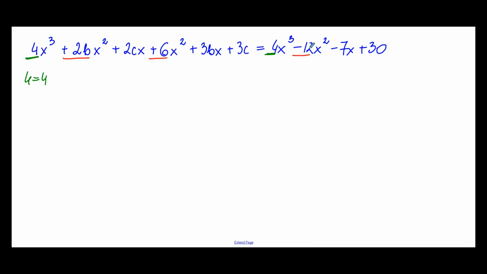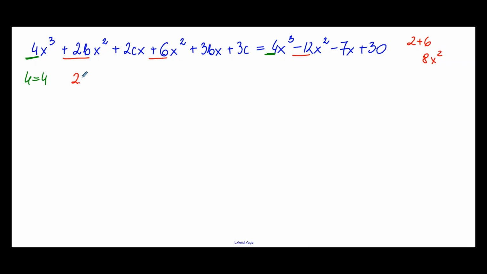Again, if you are confused what to do with letters, think about what you would do if you had numbers. Let's say you only had 2x squared and 6x squared. You would add 2 plus 6 together, that is 8. So I have 8x to the power of 2, isn't it? That's exactly what we're going to write.